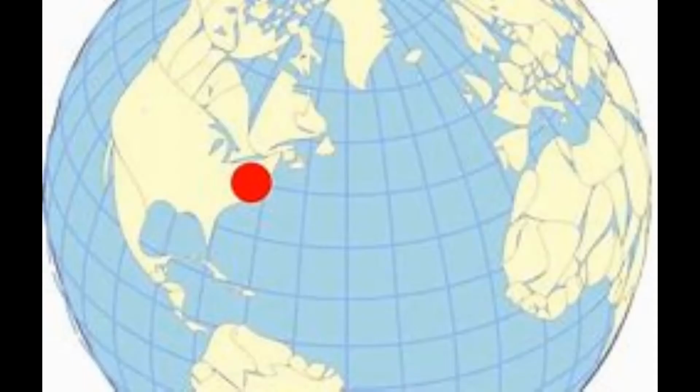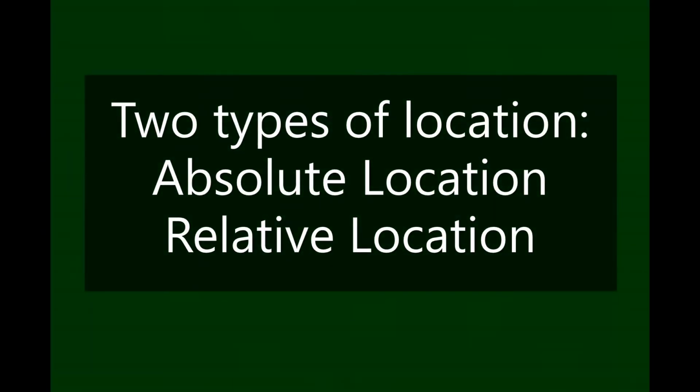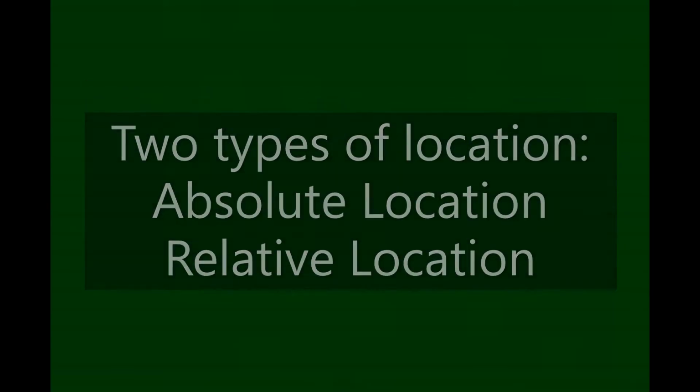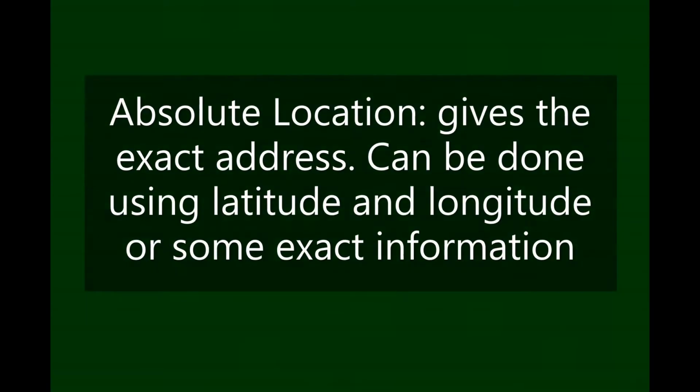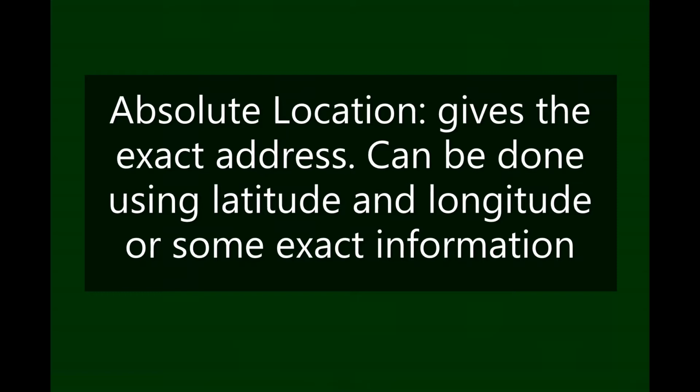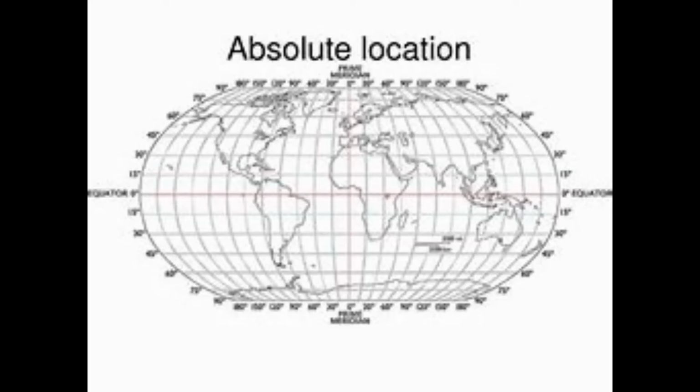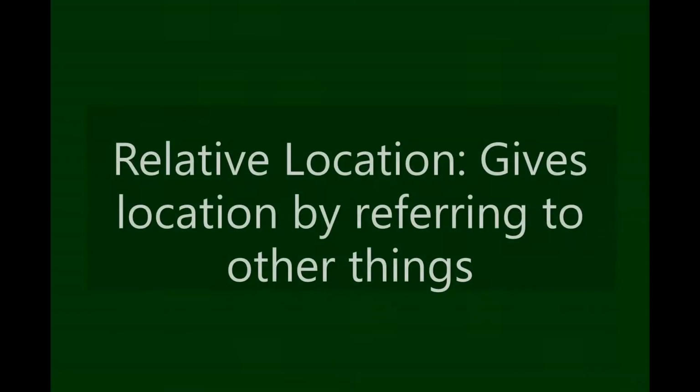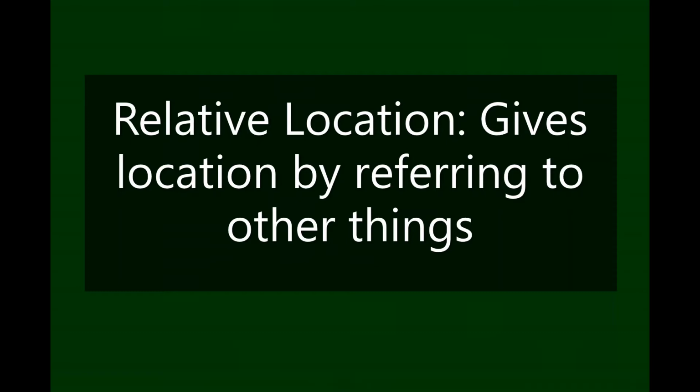Location. Two types of location are absolute location and relative location. Absolute location gives the exact address. It can be done using latitude and longitude or some exact information. Relative location gives location by referring to other things.